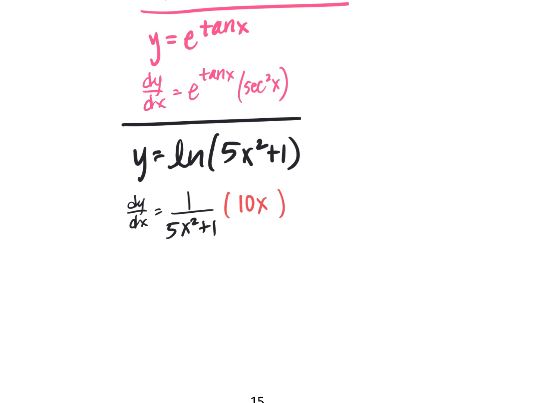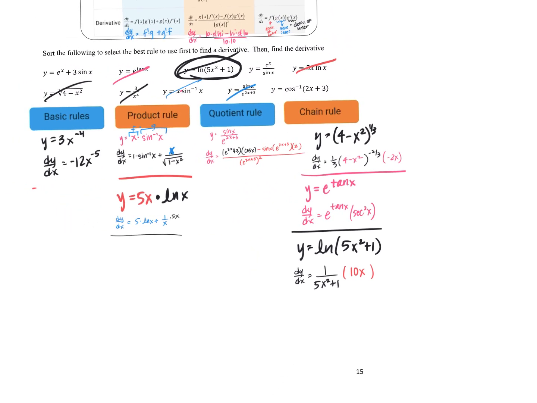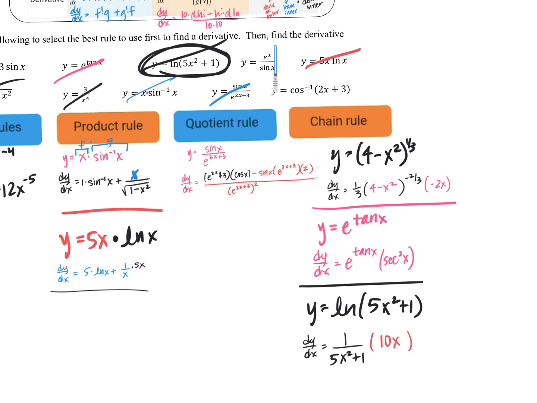Geez, there's a lot of these. There's a lot of these. Okay. What do we want to do with this guy? Yeah, let's go quotient it up. Let's go quotient it up.